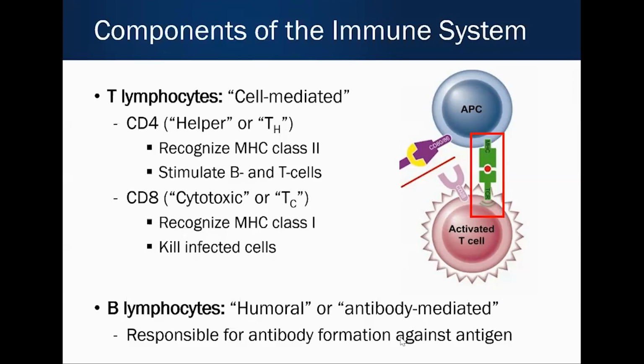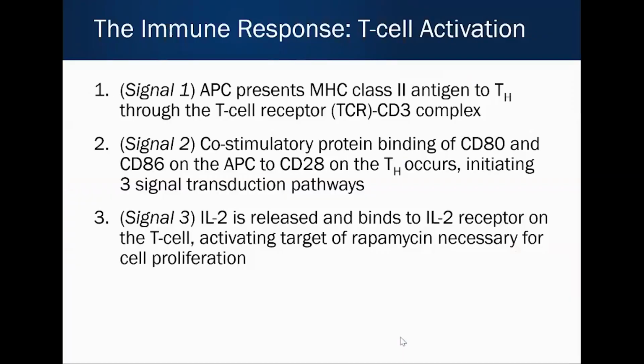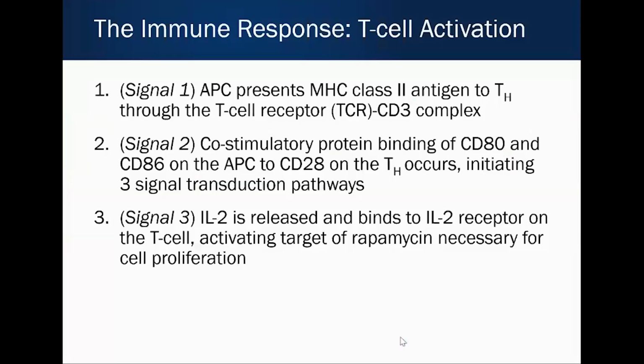This is a general overview of T cell replication, and I put it up here because these three different signals that you can see in red are the targets of most of our maintenance immunosuppression. So for those of you more visual, there's that. For those of you who prefer things written out, I'm going to flip back and forth between the two slides. So signal 1, you can see this is where an antigen-presenting cell presents the HLA antigen to the T cell through the T cell receptor and CD3 complex.